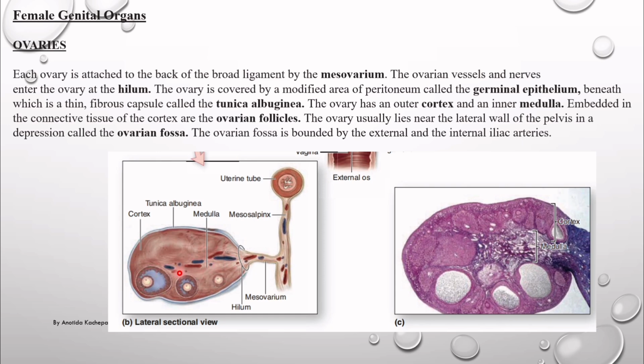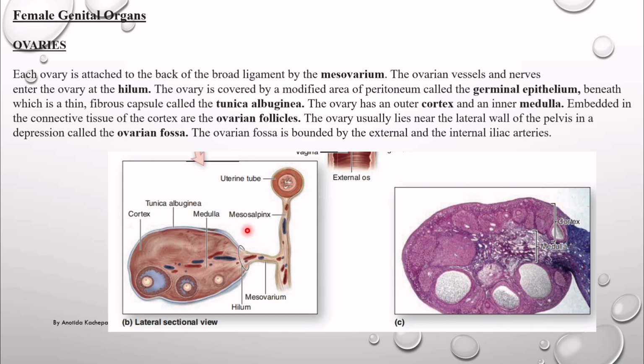Then in the middle of the ovary we have the medulla, which acts as the connection site for neurovascular structures. So the neurovascular structures, the arterial supply, lymph drainage, and the plexuses of nerves, will enter via the medulla.